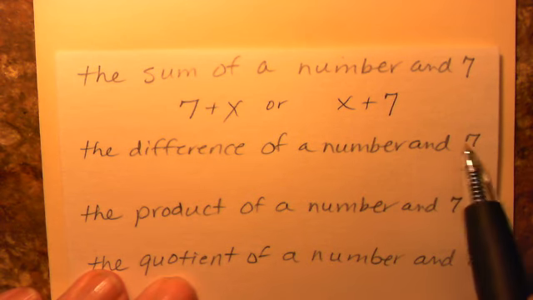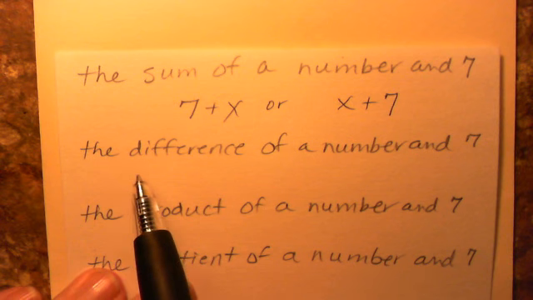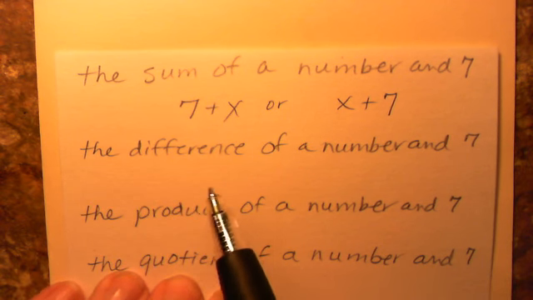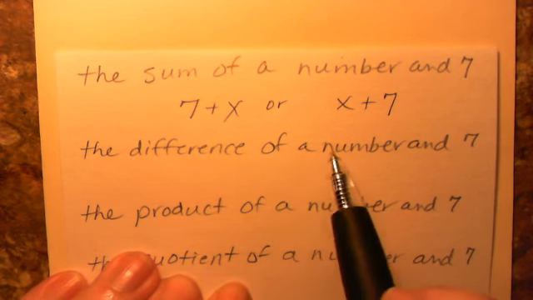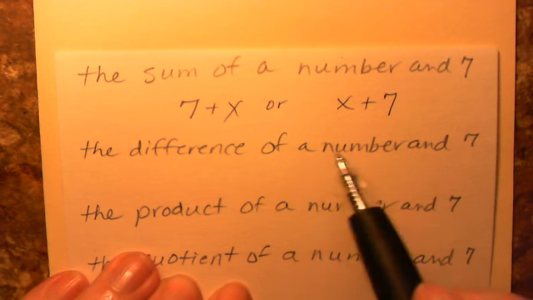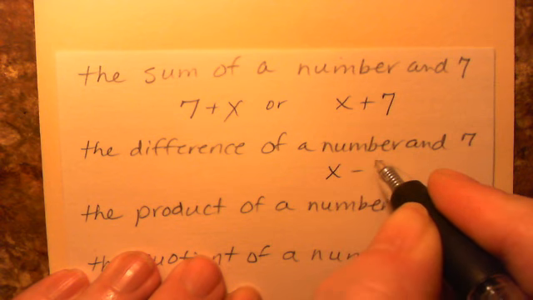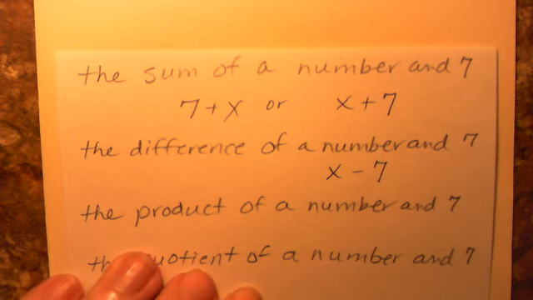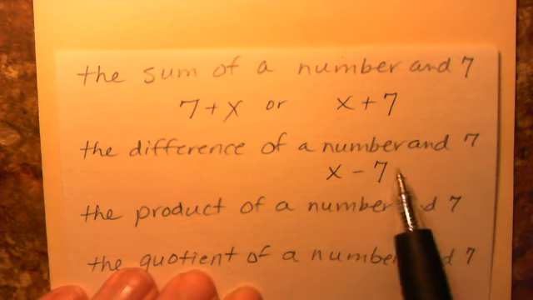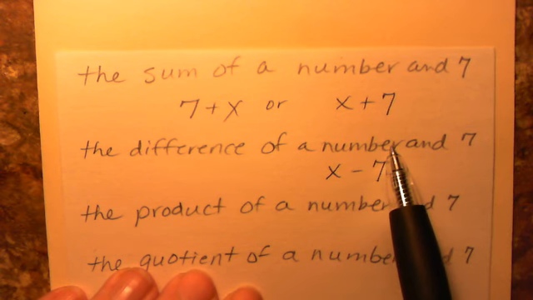But the difference of a number and 7. The difference of indicates subtract. So if we're going to subtract, the difference of a number and 7 would be x minus 7. Order is important here, and this is the correct order for this phrase, x minus 7.